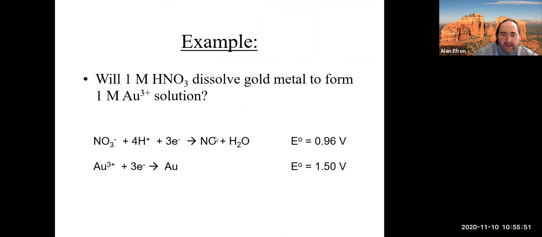All right, so give this one a go. Will nitric acid dissolve gold metal here to form gold 3 ions?